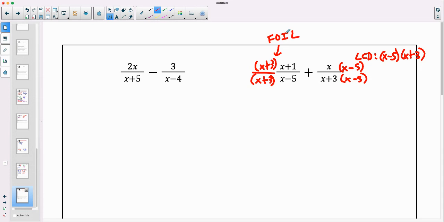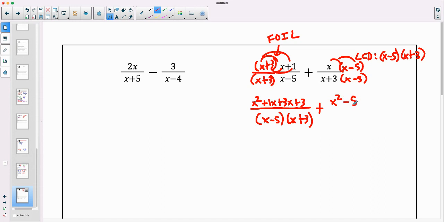So I have to take x times x, which is going to be x squared. I have to take x times 1, which is 1x. I have to take 3 times x, which is 3x. And I have to take 3 times 1, which is 3. Then on the bottom, I have my common denominator. Plus sign this time. This one's just distributive. So we have x squared minus 5x over that same stuff. So the tricky thing with that one was just having to FOIL. Okay, and then we can combine those like terms.